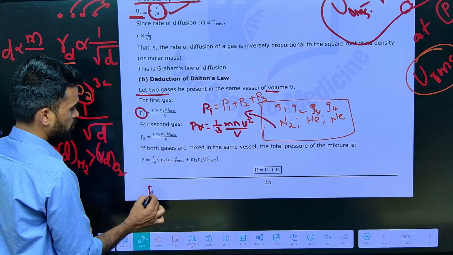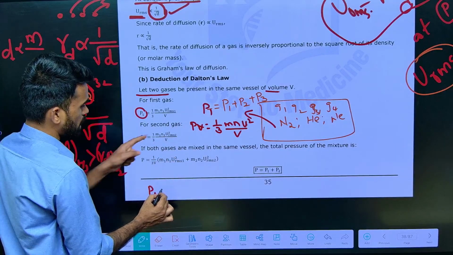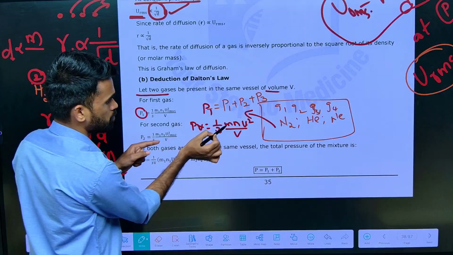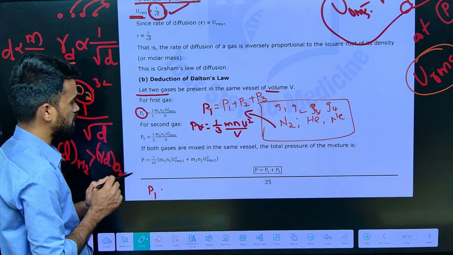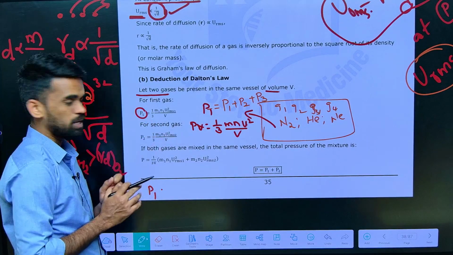Now P1 for gas 1 and P2 for gas 2. I can write P1 is equal to m1 n1 u1 square by 3V of that container, the volume of that container. Similarly for P2 also.